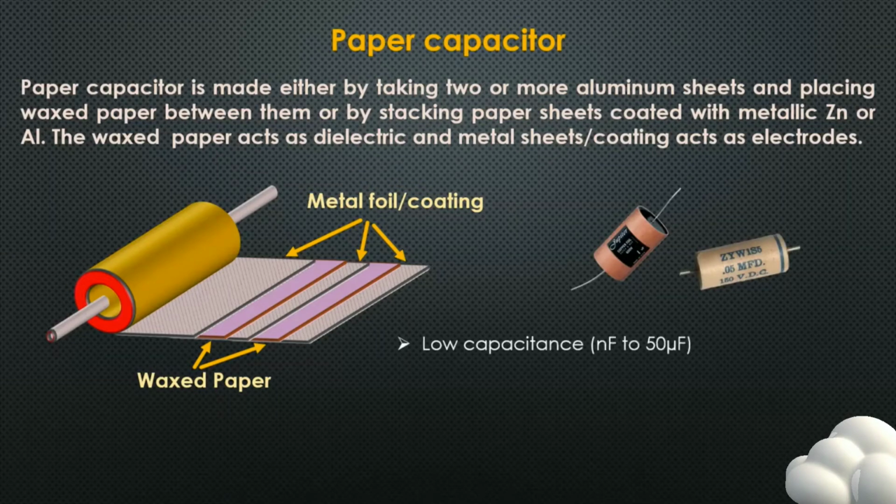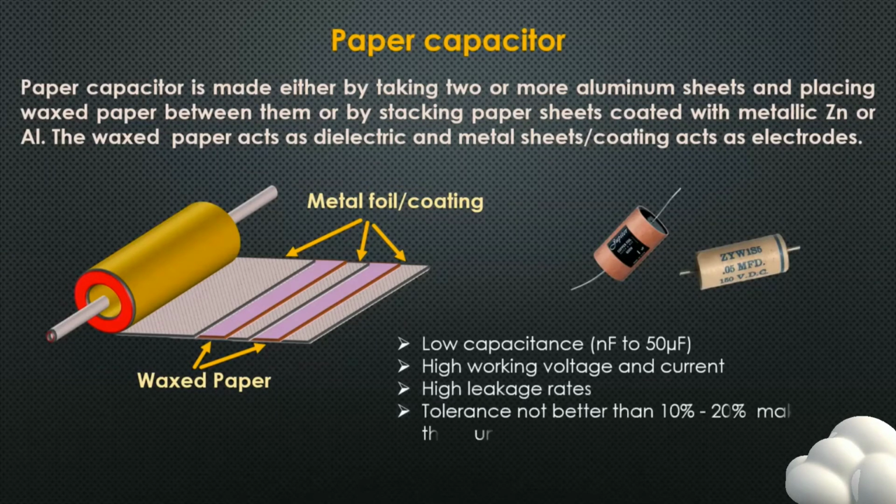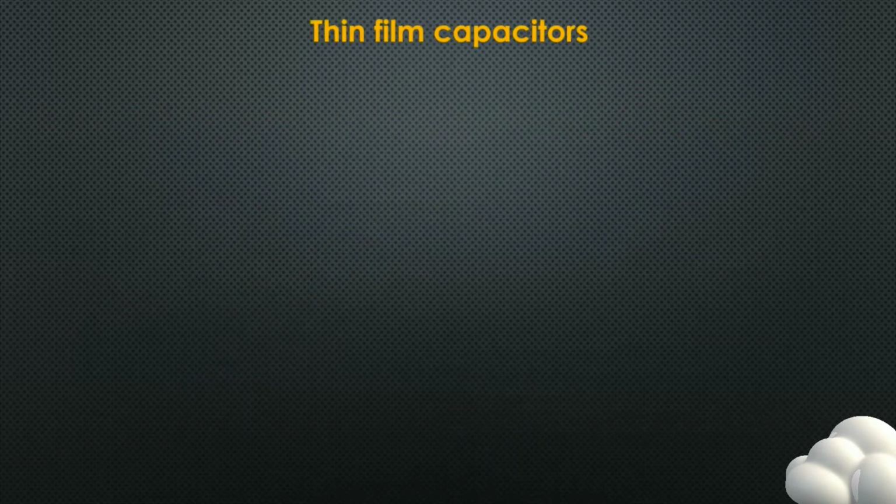The actual photo of paper capacitor is as shown in the next diagram. The characteristics include low capacitance from nanofarad to 50 microfarad, high working voltage and current, high leakage rates, tolerance not better than 10%, 20%, making them unsuitable for precise timing circuits. So these are the basic characteristics of paper capacitors.